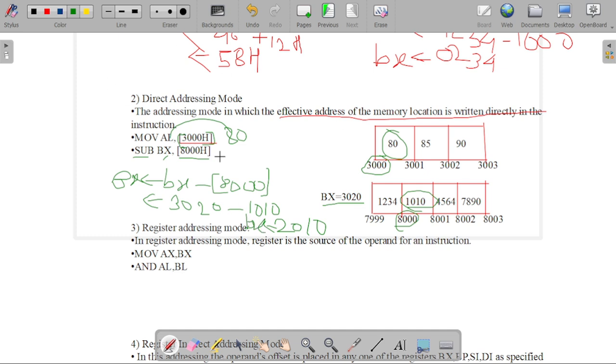So what do we mean by direct addressing mode? In direct addressing mode, the effective address of a particular memory location is given in the source operand.